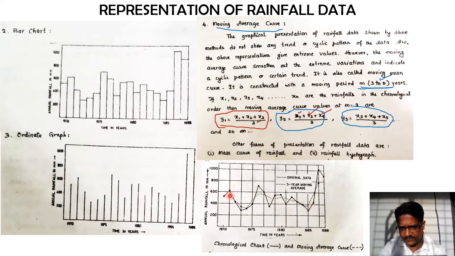But right now if you check out these dotted lines which are there, instead of having these extreme values, it has taken an average of the 3 years. So because of that, it is going to give me a smooth curve with a trend.